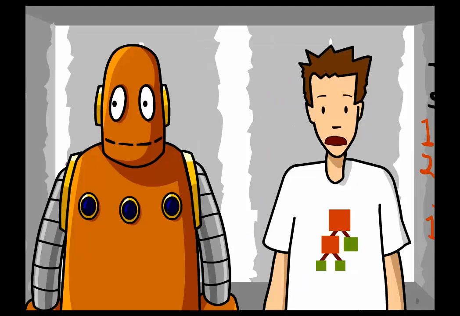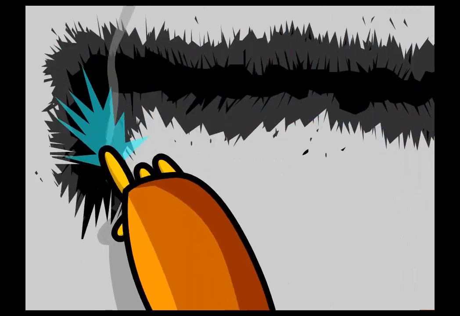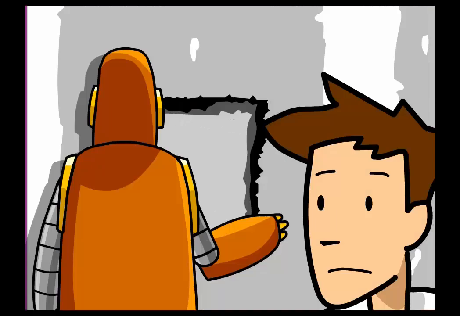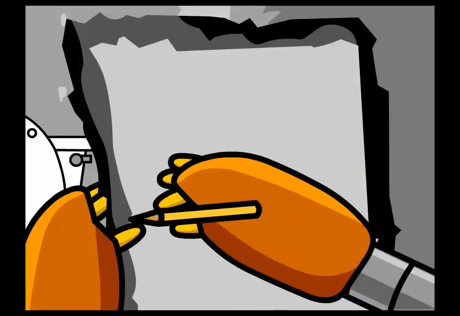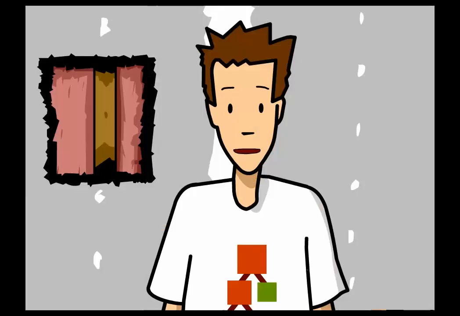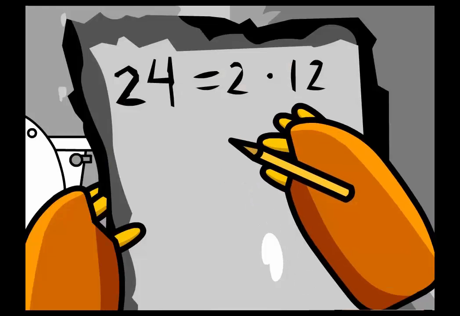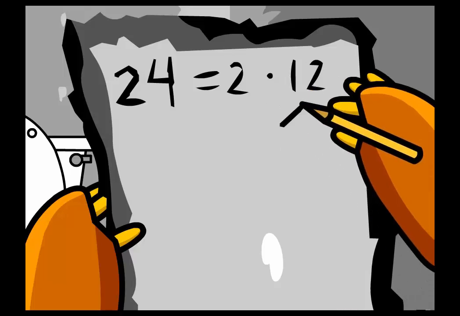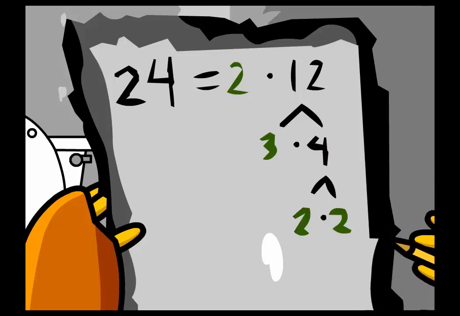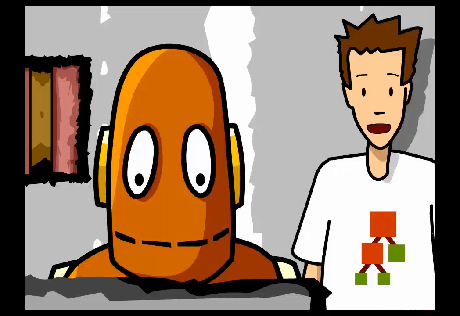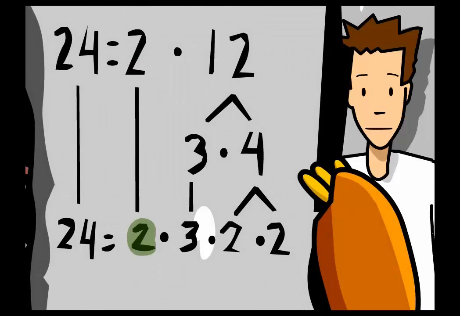I think I need something to write on. Whoa. Okay, let's try 24. I usually factor 24 by thinking of it as 2 times 12. 2 is prime, so we're done there, but 12 can be factored into 3 and 4. Now we've got 2 and 3, which are prime factors, but 4 can still be factored. So, the prime factorization of 24 is 2 times 3 times 2 times 2.